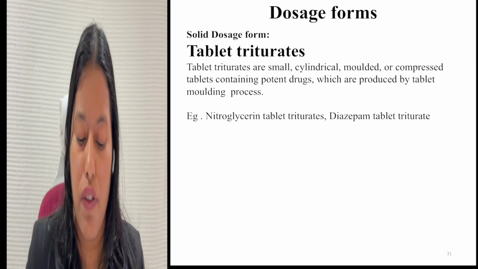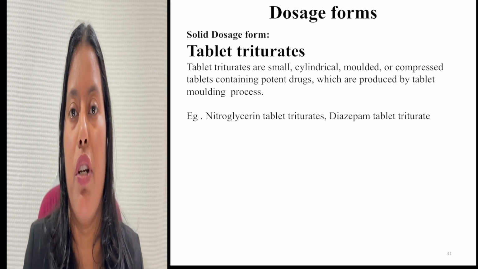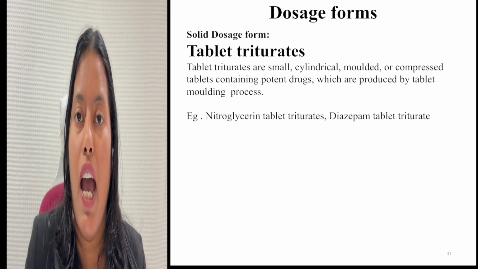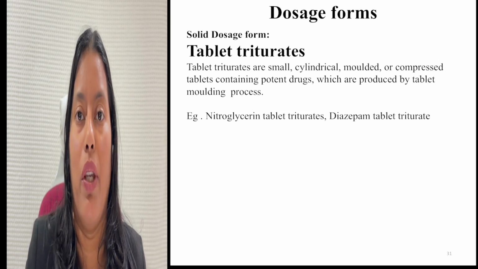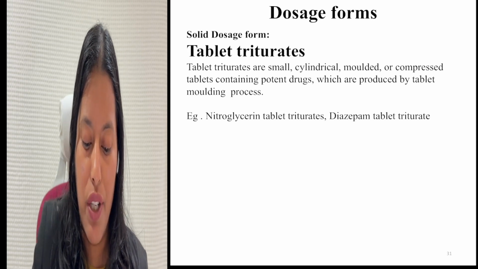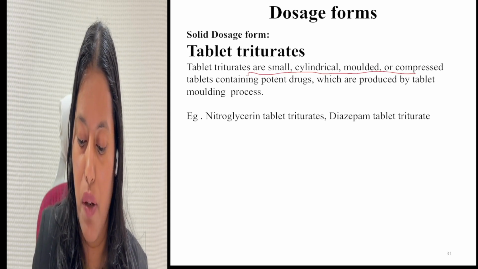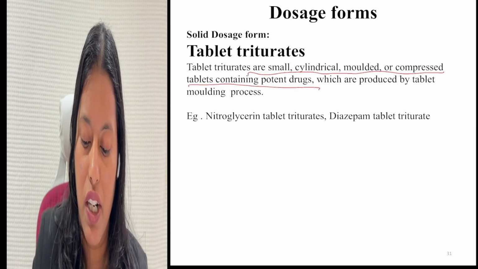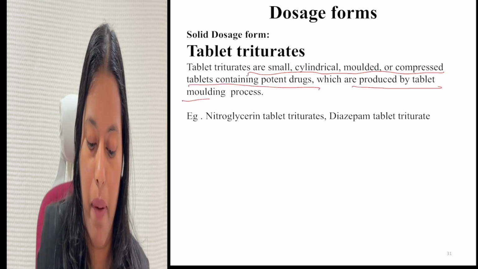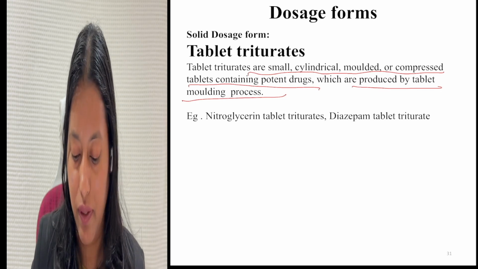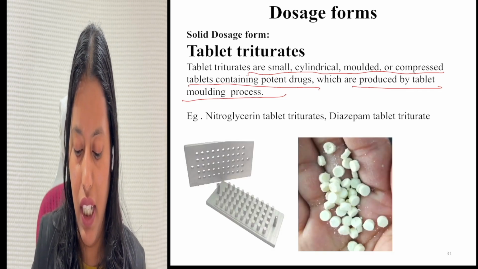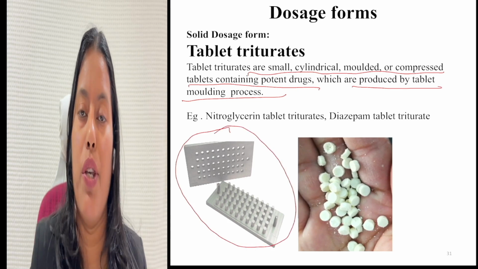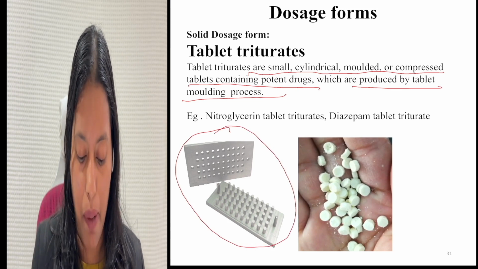Next, we will see the various dosage forms which are included in the solid unit dosage form. First you have tablet triturates. Tablet triturates are also called molded tablets and they are prepared by the molding method. Tablet triturates are small cylindrical molded or compressed tablets containing a potent drug, produced by the tablet molding process.